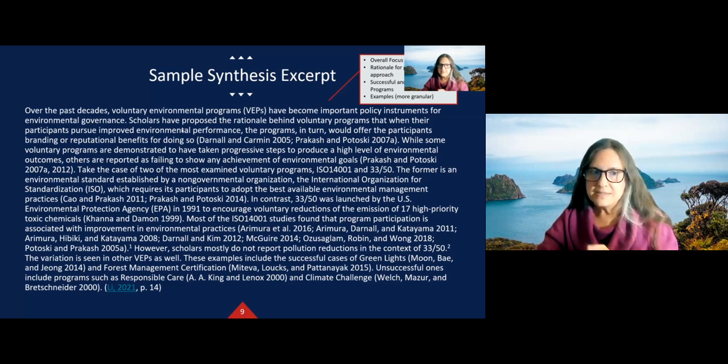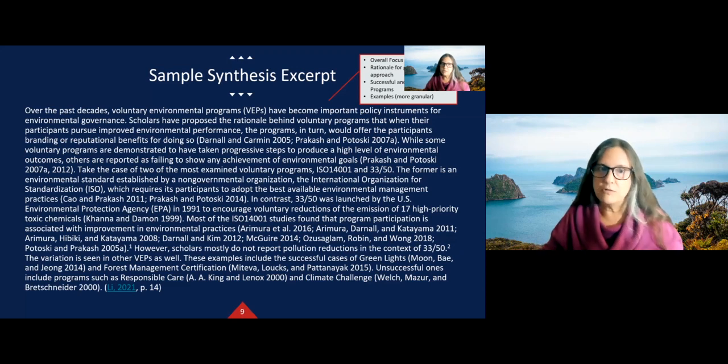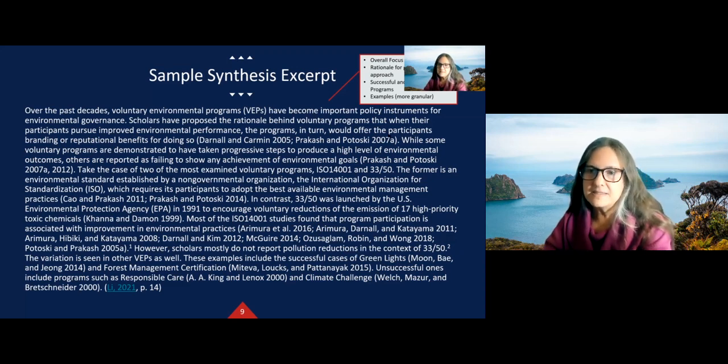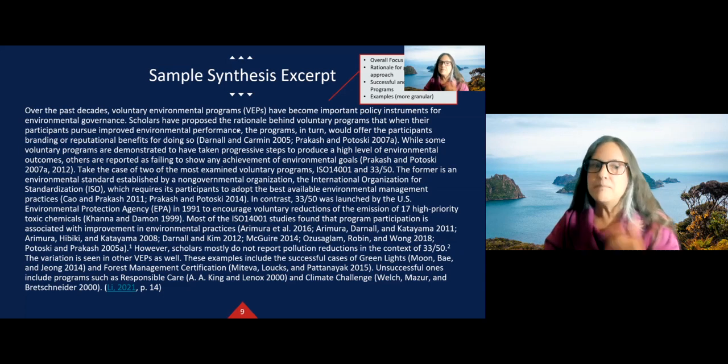Now, that being said, it's not the author's, the writer of the dissertation's, rationale, although they might share it or agree with it. What the writer is doing, what you would be doing, is saying, here's what some scholars have proposed as an underlying rationale for these kinds of voluntary programs. And the synthesis happens because more than one scholar has proposed this rationale. And so you see two sources cited here, both of whom have proposed this rationale.